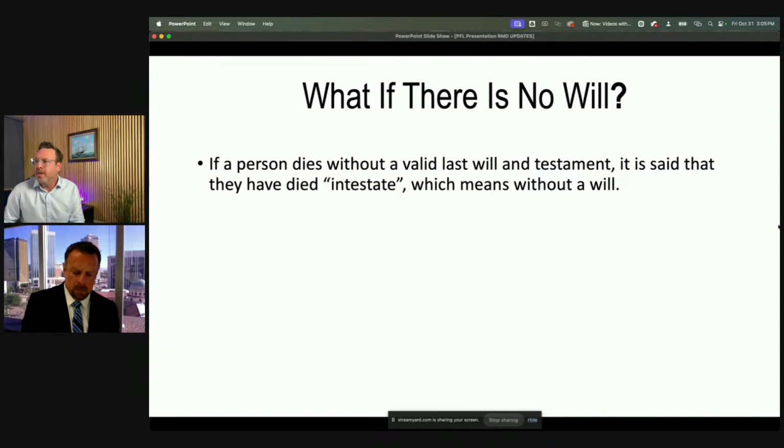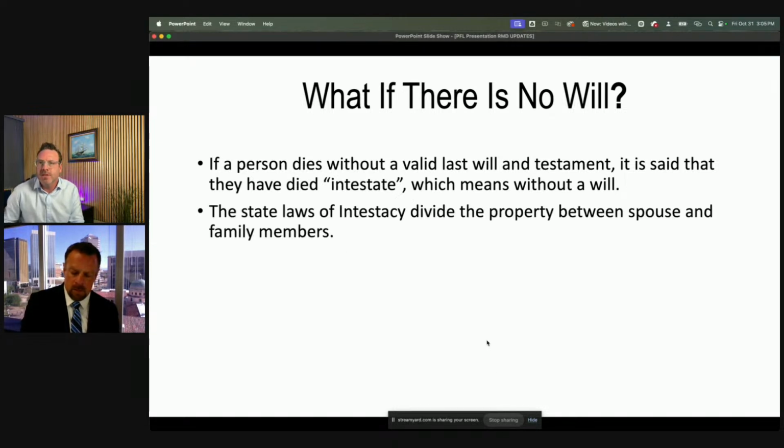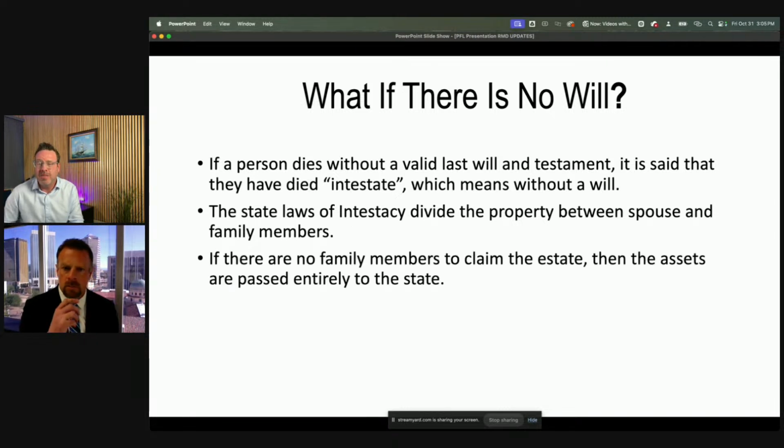Okay, so what about this? You probably get this question too. So what if there is no will? What then? So if there's no will, the fancy word for it is called intestate. Intestate just means there's no will. So if someone did not have a will, we look to the state laws of intestacy to determine who the beneficiaries will be. And those laws also tell us who has the priority to serve as a personal representative. So that's what we do if there's no will.